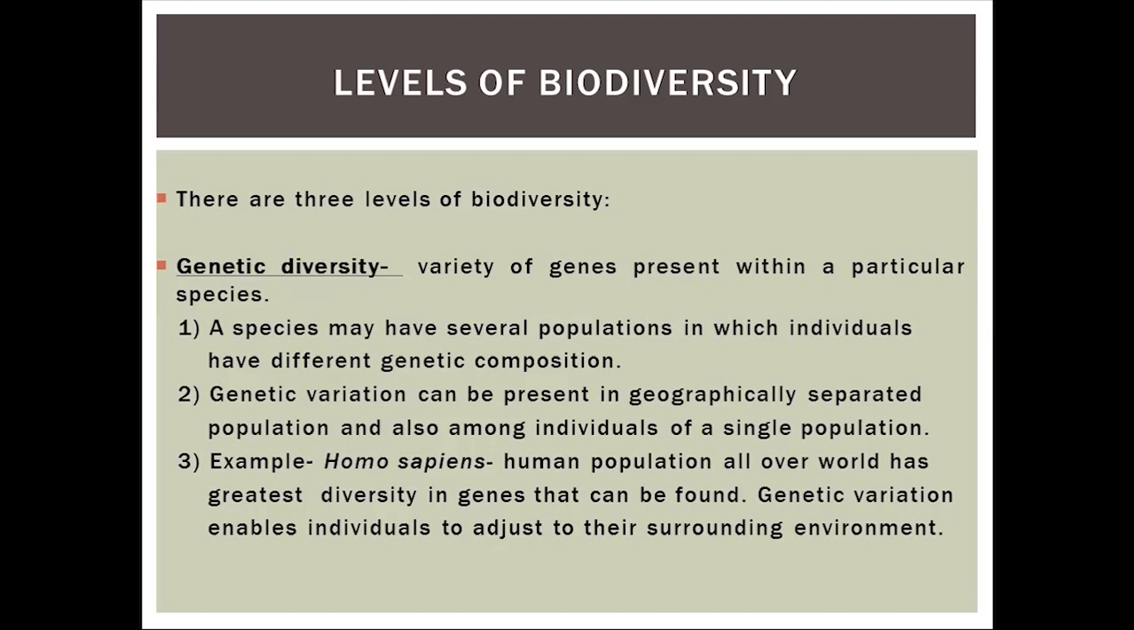Now, why are these variations present? These variations are present so that the individuals will adjust to their surrounding environment. Like people living in the tropical areas have higher concentration of melanin, and that is why the skin color is darker as compared to the people living in temperate regions where the sun rays are less. They reach that region at an inclined angle. So in that region, the melanin concentration in the skin is less. So that is all about genetic diversity.